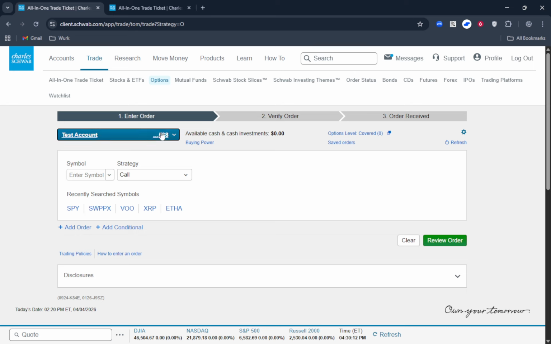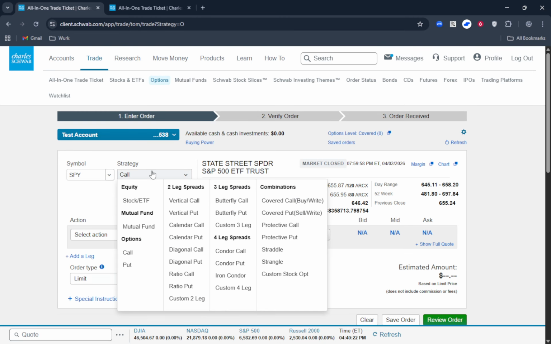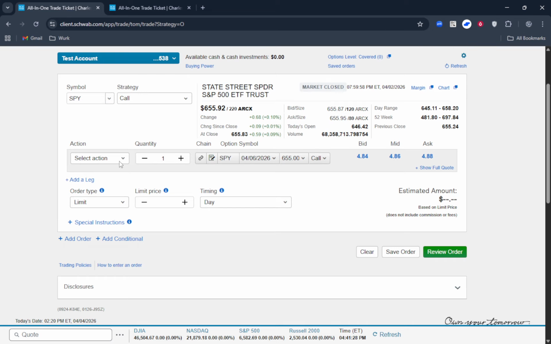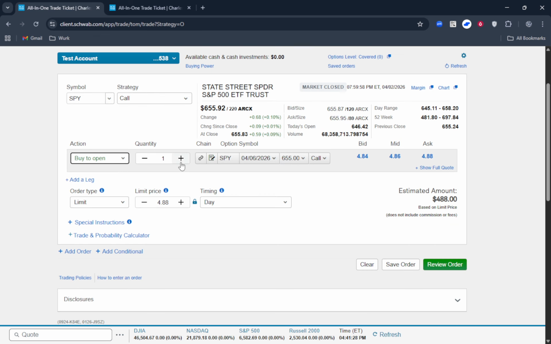When you're ready to place a trade, go to Trade, select Options, enter your symbol, and choose your strategy. Set the expiration, pick your strikes, choose the number of contracts, and set your price. Review everything carefully, including estimated costs and buying power, then submit. Many platforms include an options trade builder to streamline both simple and multi-leg setups.